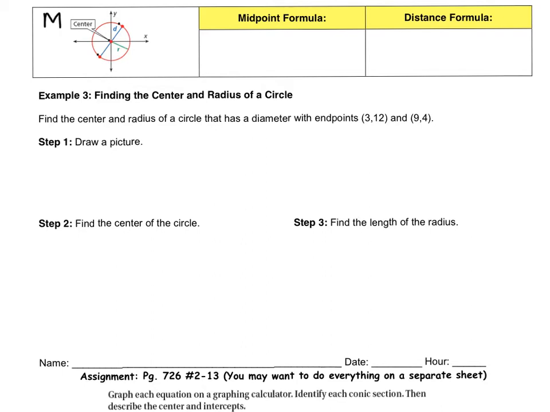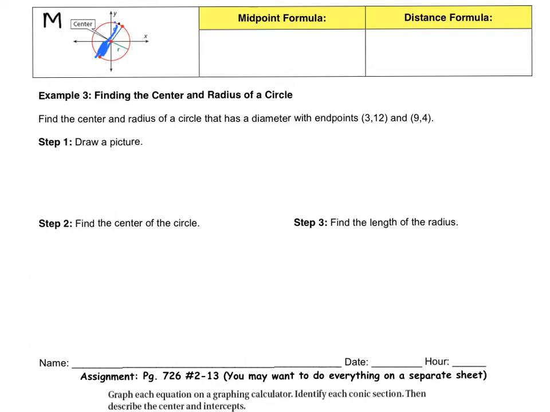Or let's say we want to figure out how long the radius is. Well, if we figure out how long the diameter is from one point to the other, then we can just chop it in half and figure out how long the radius is. Or maybe we already know the midpoint. We could figure out the distance from the midpoint to the edge of a circle, and that distance would give us the radius. So here are the formulas.